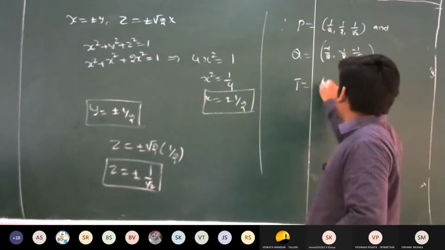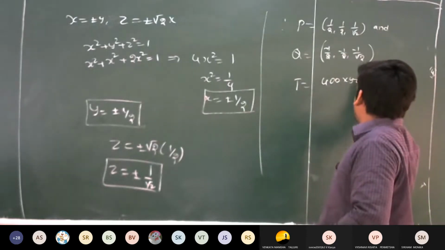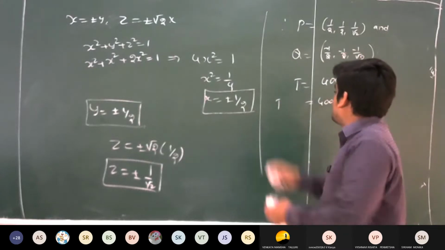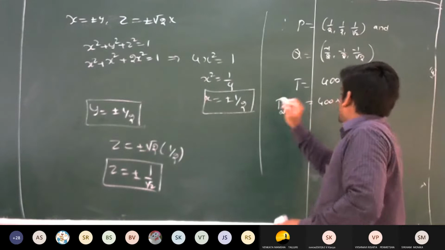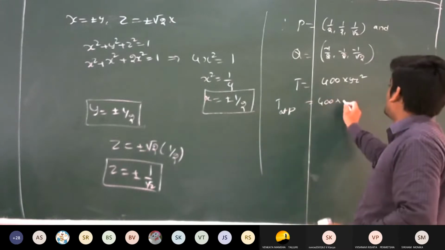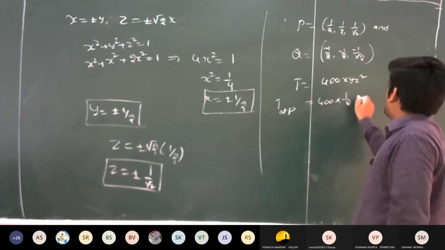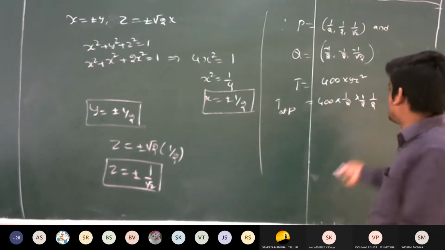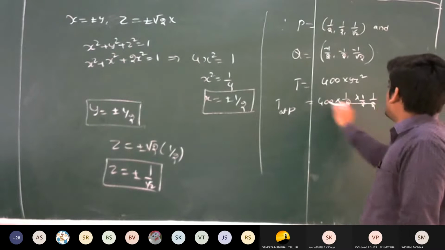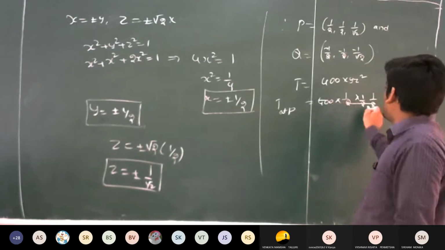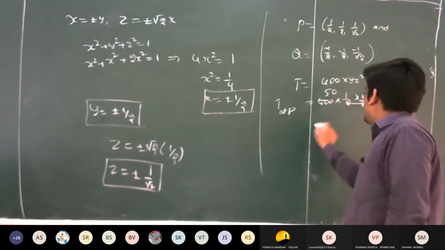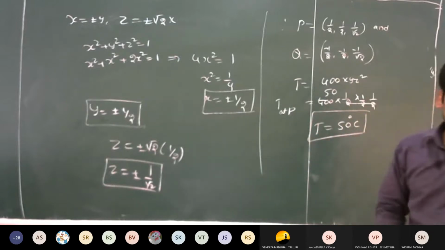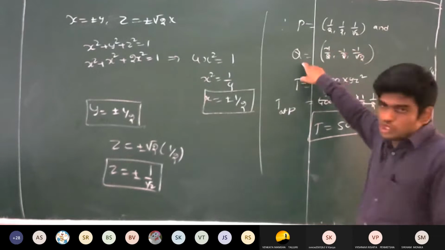But we know that what is the temperature? 400 xyz square. So this is equal to 400 into, I am calculating the T at P. So therefore 400 into x is 1 by 2, y is 1 by 2, z square is 1 by root 2 whole square. This is nothing but 1 by 2. So 8, how much, ma? 8 5 ja. So T is equal to 50 degrees centigrade.